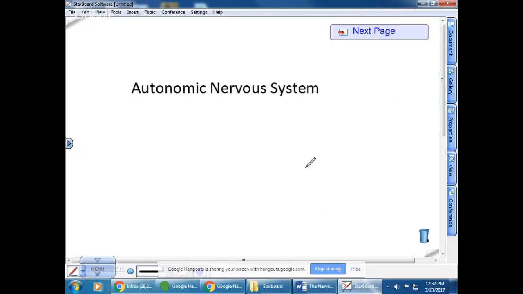Okay, so we're gonna talk about the autonomic nervous system. So the autonomic nervous system has two components. So we have the parasympathetic division. It uses a type of neurotransmitter that is relatively short acting. So the neurotransmitter it uses is acetylcholine.